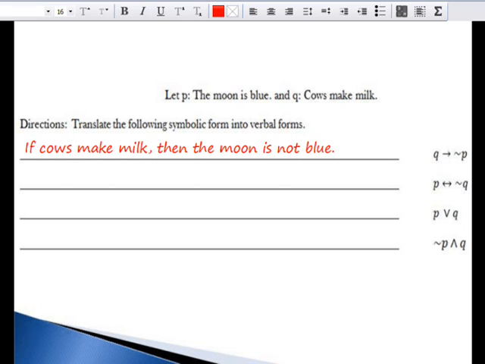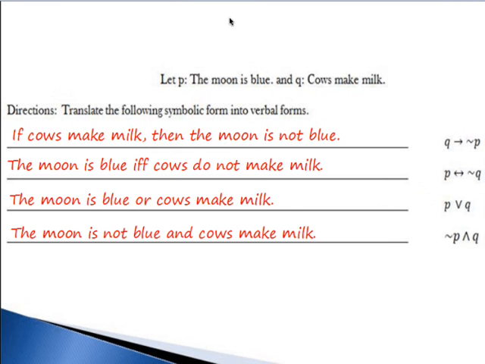Try and get the other 3 on your own, and then check them. Okay, so here are my answers. Here's what I got. I got if cows make milk, then the moon is not blue. We did that one together. The moon is blue if and only if cows do not make milk. The moon is blue or cows make milk, and the moon is not blue and cows make milk.